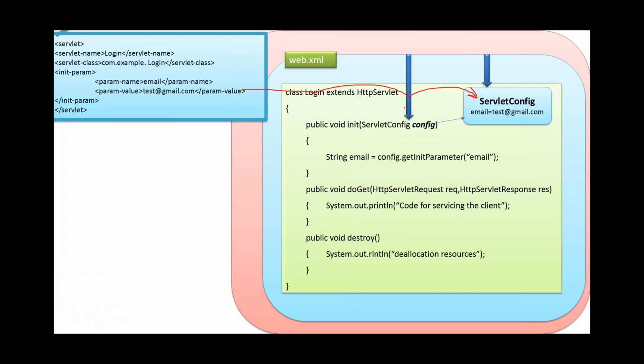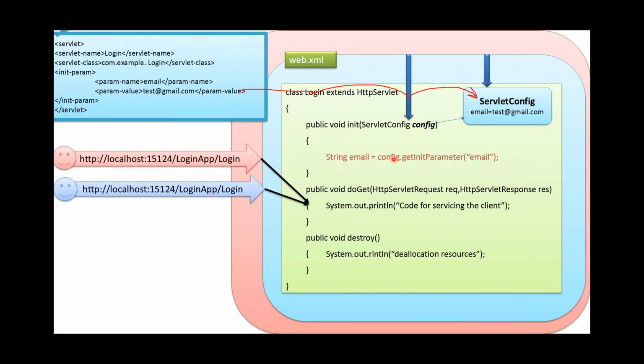Then it calls the init method. For the init method call, this config object will have access to this. Are we clear so far? And then in order to read, you have the getInitParameter method. You provide the key, that is email, and it will return you test@gmail.com. Now it reads. Then for each client request, it calls the service method. Now when it is done, it calls the destroy method.